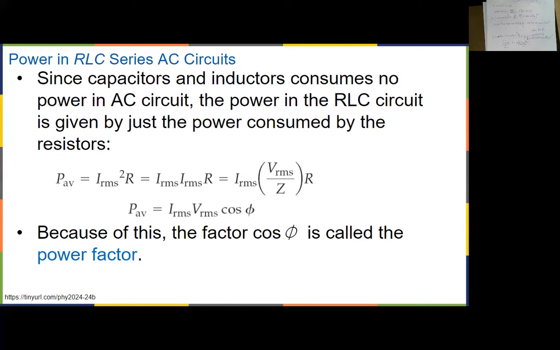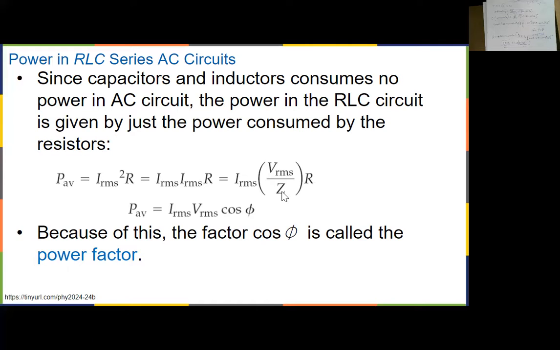All right. And then if you do that, your I is equal to V RMS divided by Z, the impedance, right? So you can see this is then equal to V RMS times I RMS times R over Z, okay? Where we can write R over Z as a cosine function, cosine of phi. So this cosine of phi is called the power factor. So cosine phi is equal to R over Z, okay?